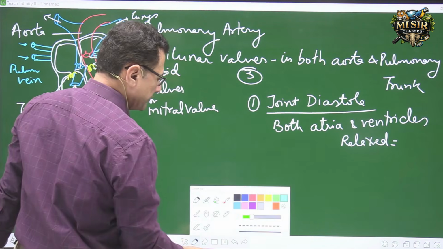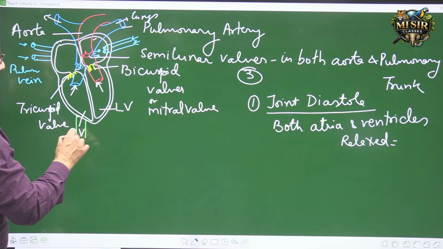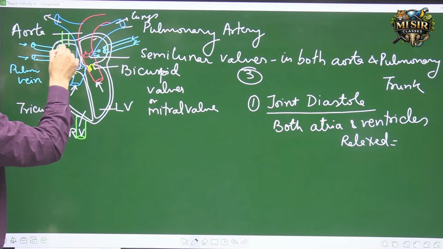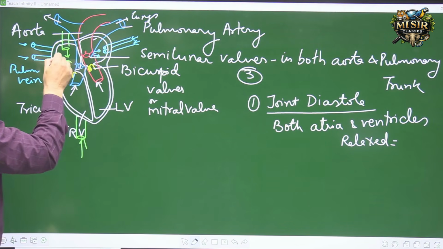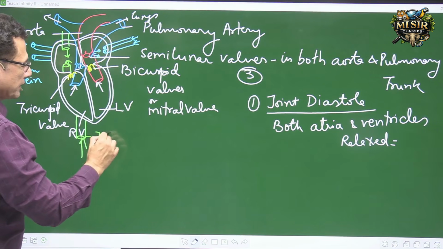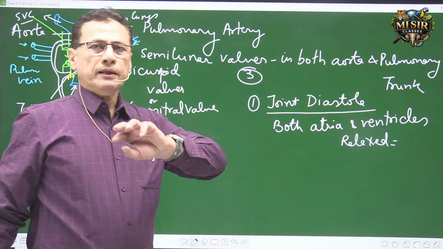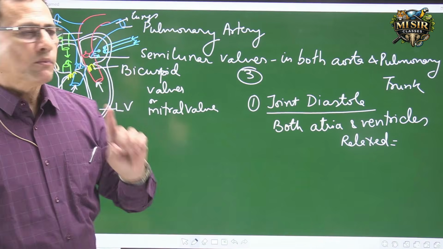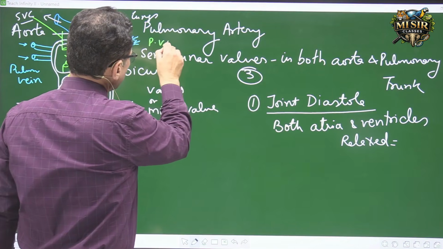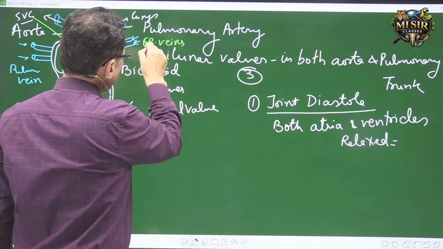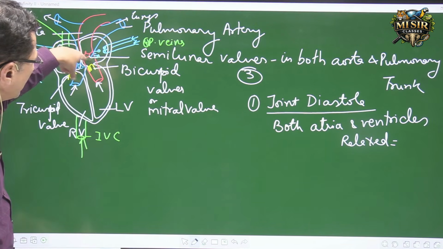And similarly, during joint diastole, the blood from the lower part of the body as well as the upper part of the body enters the right atrium. This is the inferior vena cava. This is the superior vena cava. These vena cava bring the deoxygenated blood from the body to the right atrium. These are 4 pulmonary veins, 2 from the left lung, 2 from the right lung. They bring the oxygenated blood to the left atrium.